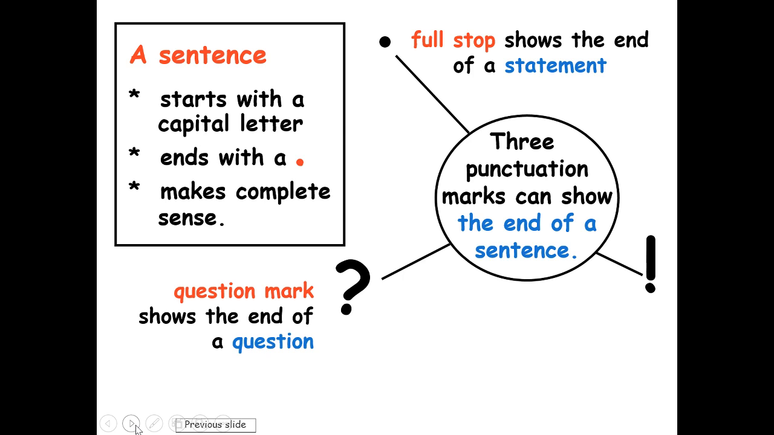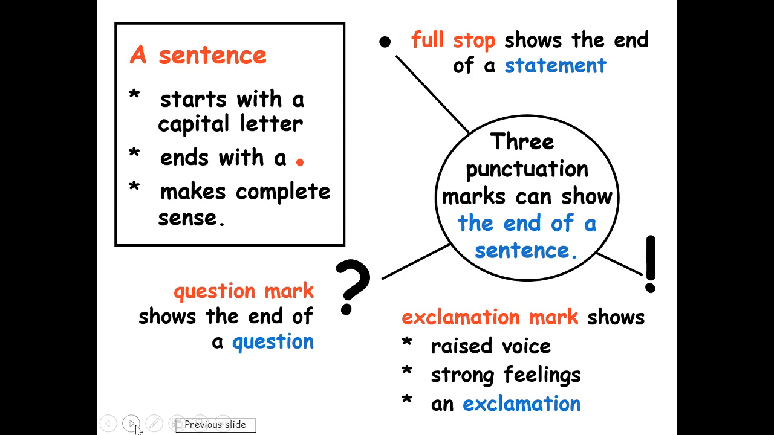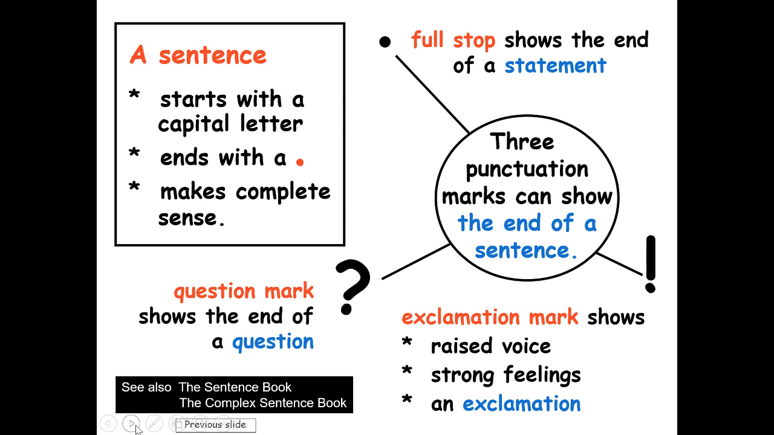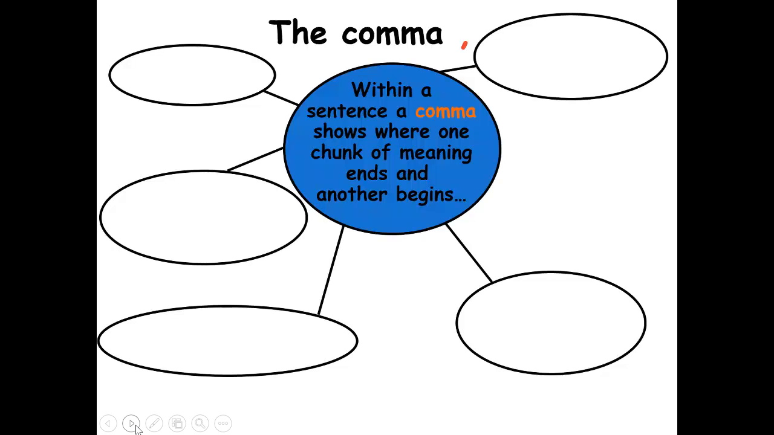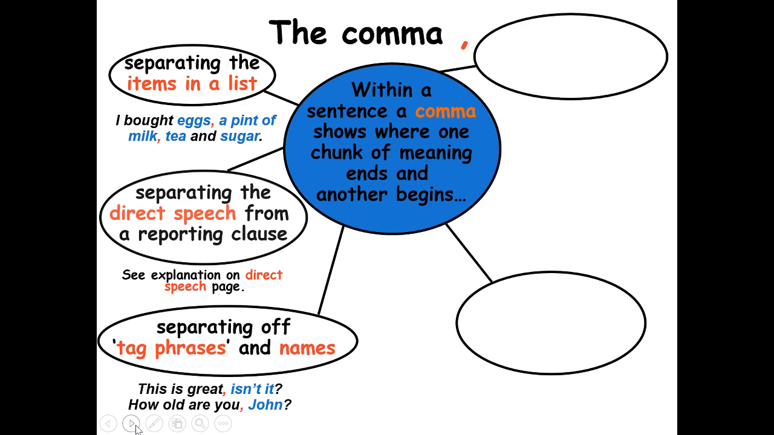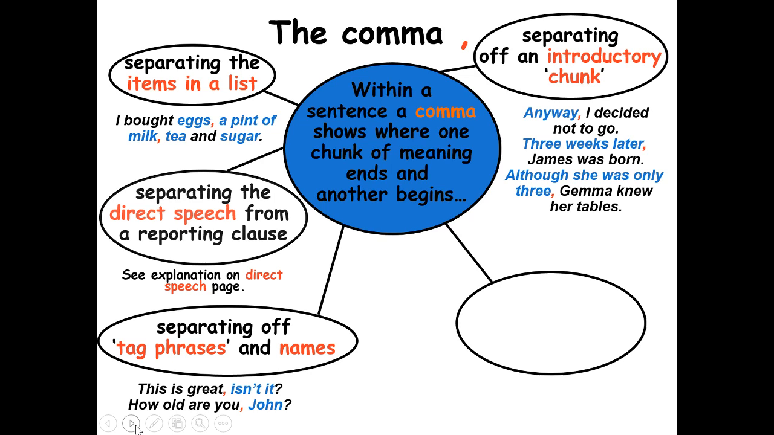Full stop shows the end of a statement. Question mark shows the end of a question. Exclamation mark shows, as I said, for example, raised voice, strong feelings, and exclamation. Comma: separating items on a list, separating the direct speech from a reporting clause, separating tag phrases and names. For example, this is great, isn't it? How old are you, John?